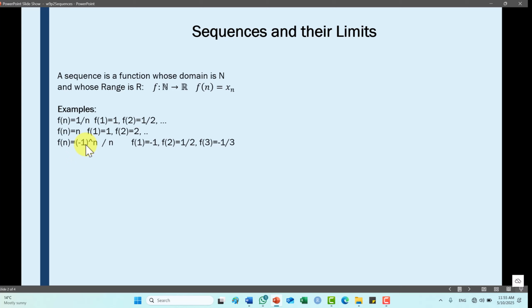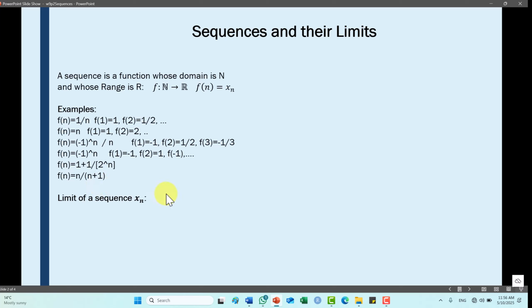Or if x_n is equal to minus 1 to the power of n divided by n, f1 is minus 1, f2 is minus 1 squared divided by 2, which is 1 over 2, f3 is minus 1 to the power of 3 divided by 3, which is minus 1 over 3, and so on and so forth. If x_n is minus 1 to the power n, f1 is minus 1, f2 is 1, f3 is minus 1, f4 is plus 1, and so on and so forth. Likewise, if x_n is equal to 1 plus 1 over 2 to the power of n, or if x_n is equal to n divided by n plus 1.